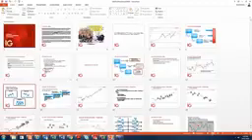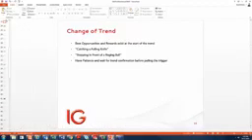Let me move on to the second part now. The second part is called change of trend. When will the market change its trend? If you manage to catch a change of trend in a higher time frame, it's actually very rewarding. One example was the Aussie dollar that I mentioned during my last webinar on the 15th of November. You can go back to the recording and have a look.